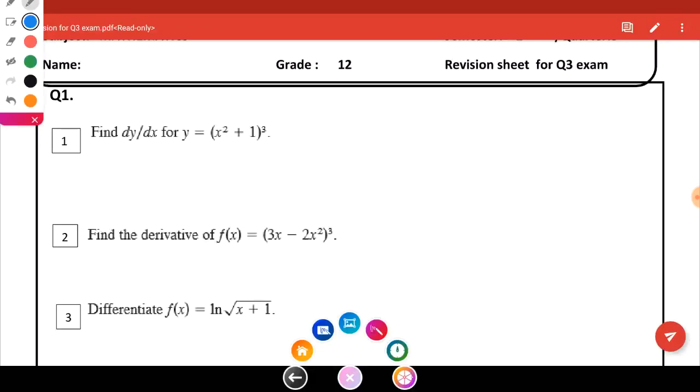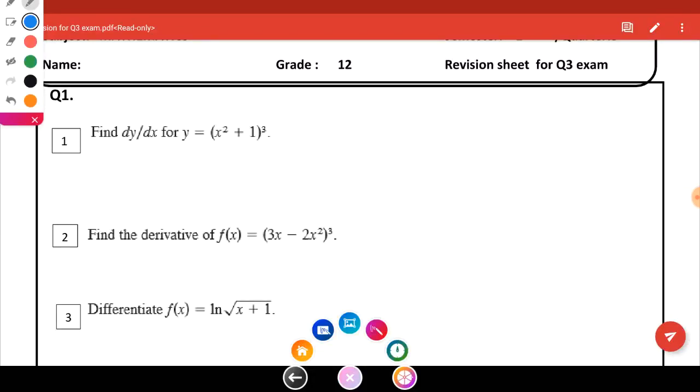I'd like to advise you, before you see the video of the model answer of the revision sheet for quarter 3, to revise well the basic rules of differentiation, and how to find the derivative using the chain rule or the implicit differentiation. Before we solve any problem, I'll remind you of the rules that we will use.